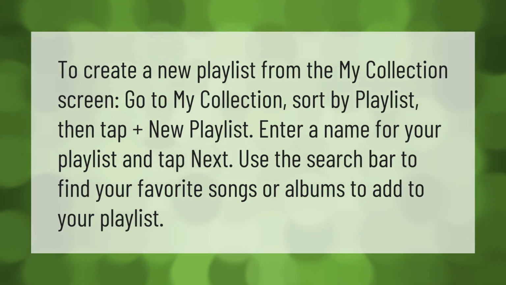To create a new playlist from the My Collection screen, go to My Collection, sort by playlist, then tap plus New Playlist. Enter a name for your playlist and tap Next. Use the search bar to find your favorite songs or albums to add to your playlist.